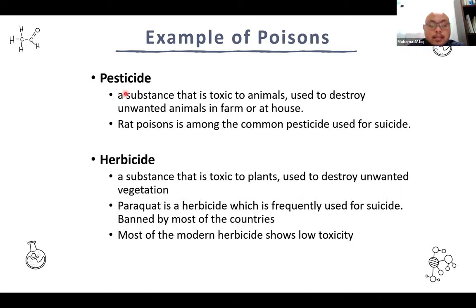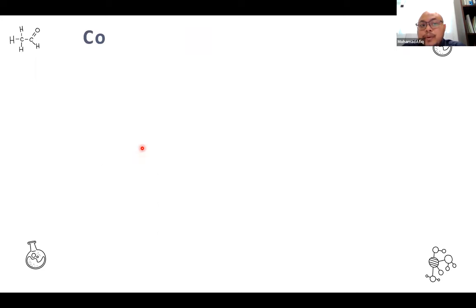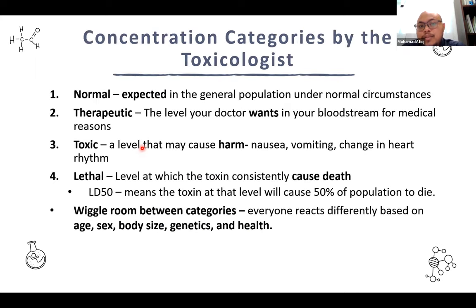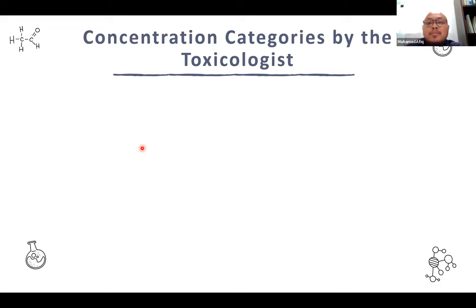The difference between pesticide and herbicide: pesticide is used to kill unwanted animals, herbicide to kill unwanted plants. The famous pesticide related to forensics is rat poison. Herbicide, for example, is paraquat. Paraquat is widely used illegally. I believe it's in Indonesia as well, because in Malaysia, even though we have banned paraquat, we can still obtain it. Even Thailand has banned paraquat, but it's still widely used. So that is about the examples of poison. Very simple, just understand the types, because later you need to understand the correct sample preparation or analytical method.